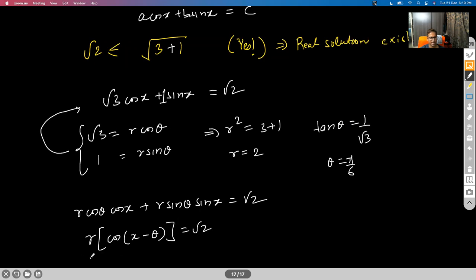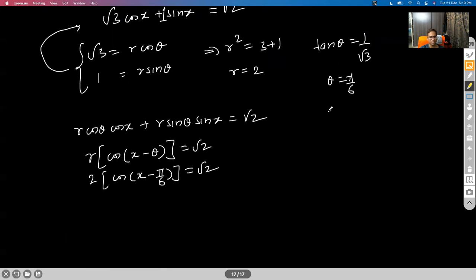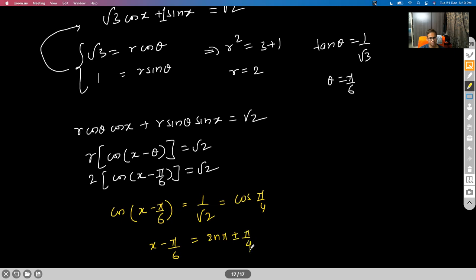Correct? Where r is 2, theta is pi by 6. Right? So this is a simple equation to deal with. So cos(x minus pi by 6) is 1 by root 2. 1 by root 2 can be written as cos pi by 4. That means x minus pi by 6 is 2n pi plus minus pi by 4.